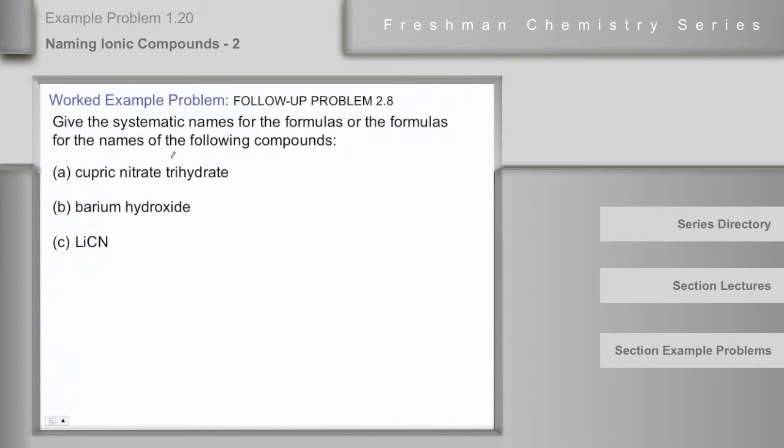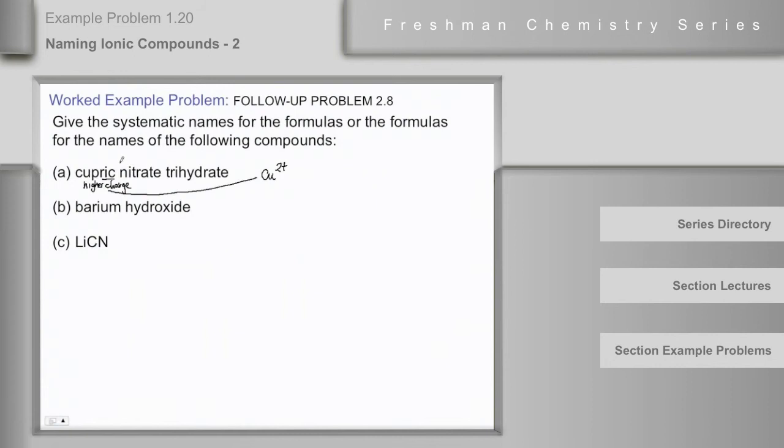In order to assign a formula that goes with this name, we have to notice several things. First of all, cupric has an -ic ending, and you may recall that that means that there is more than one ion, and that this particular ion is the one with the higher charge. So cupric means copper 2+ instead of copper 1+, which would have been cuprous.